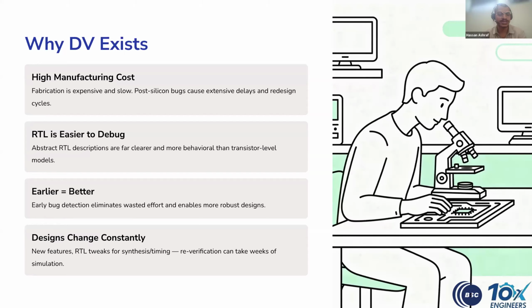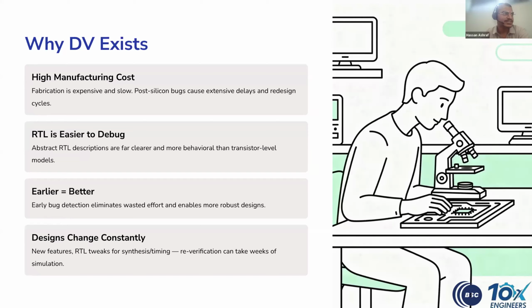So RTL is easy to debug in the pre-silicon stages. And you can use verification methodologies to verify the functionality of RTL more exhaustively. And next is, earlier is always better. As I mentioned, as a verification engineer, we have only one goal. We have to find all possible bugs in the pre-silicon stage, that's the early stage, before the fabrication level. So you do not want to see any bug in the post-silicon stage.